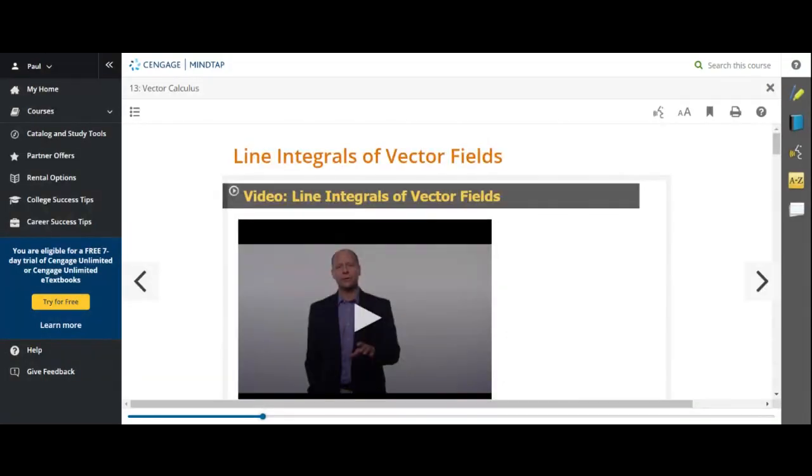Okay, so let's continue section 13.2, line integrals of vector fields. Now, what does that mean? Well, all right, let me show you here.